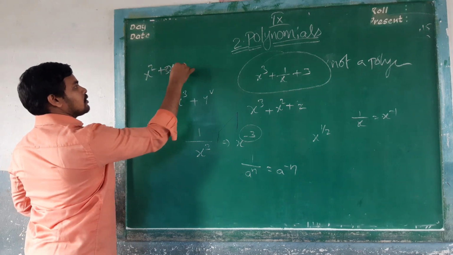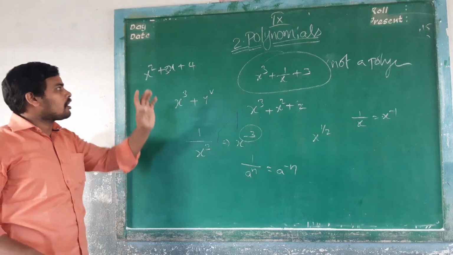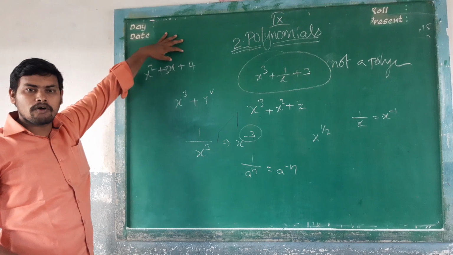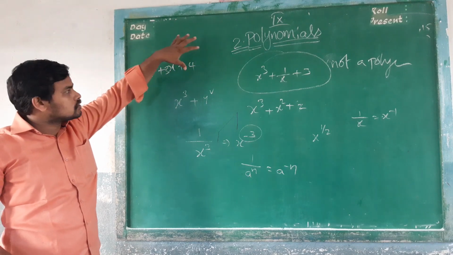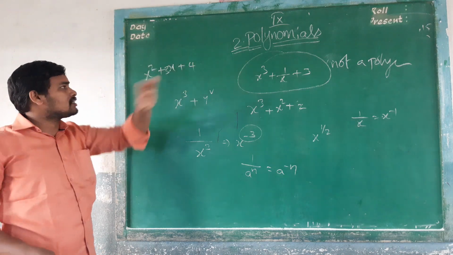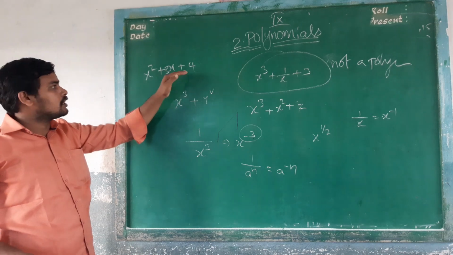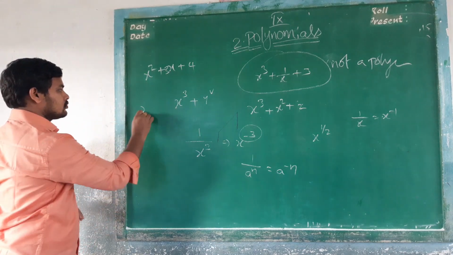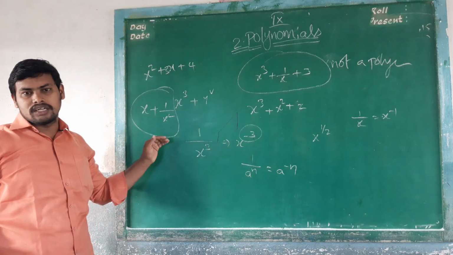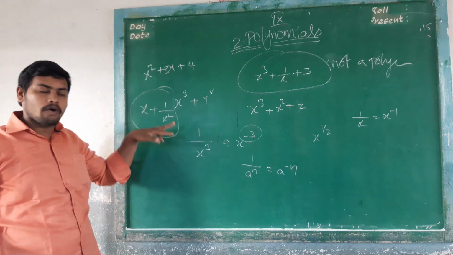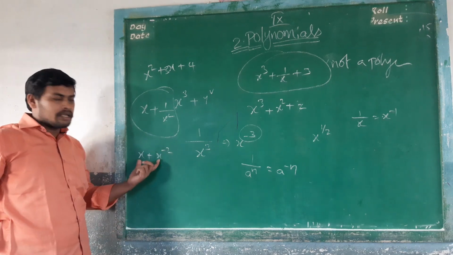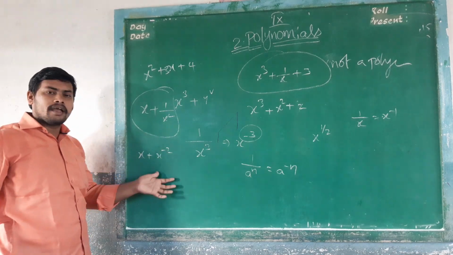x square plus 3x plus 4. Is it a polynomial? Yes, it is a polynomial. Here all are positive exponents. Power 2 is positive, x power 1 is positive, and it has a constant term, so the constant term is also fine. So x square plus 3x plus 4 is a polynomial. x plus 1 by x square, is it a polynomial? 1 by x square can be written as x power minus 2. So x plus x power minus 2 has a negative integer exponent, so it is not a polynomial.